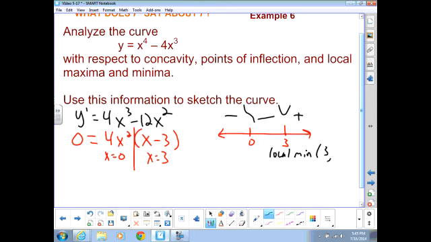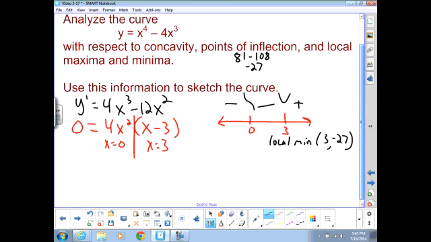at 3 comma something. This is a point on the actual graph, so we want to plug into the original function. When we plug in 3, 3 to the 4th will give us 81. 3 to the 3rd is 27. 27 times -4 will end up giving us -108, which in the end will give us -27. So 3 comma -27 will be a local min.